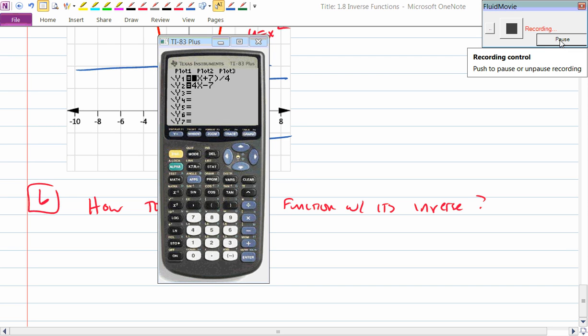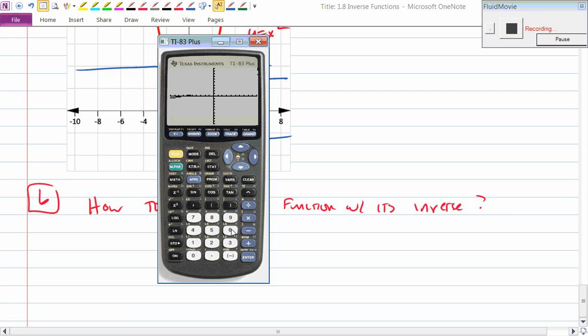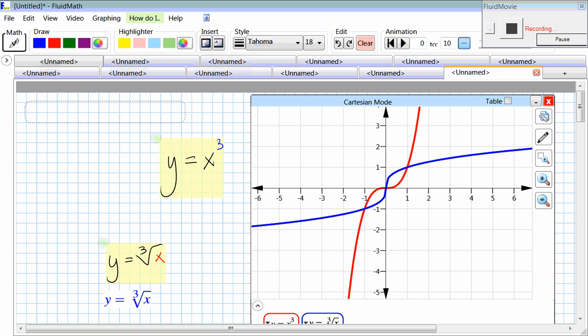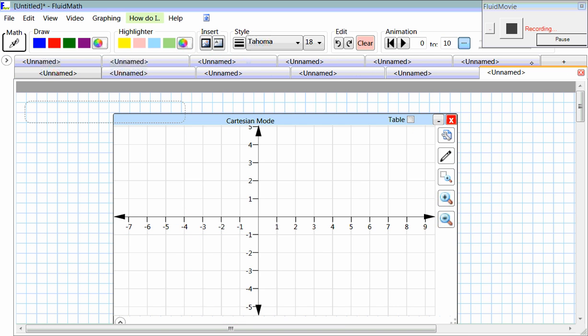4x minus 7. And then the inverse function was x minus 7 plus 4. So if you hit zoom 6, zoom 6 puts us all back on the same page, so we're looking at the same thing. So I'm going to graph it over here. I think I already have. There we go.